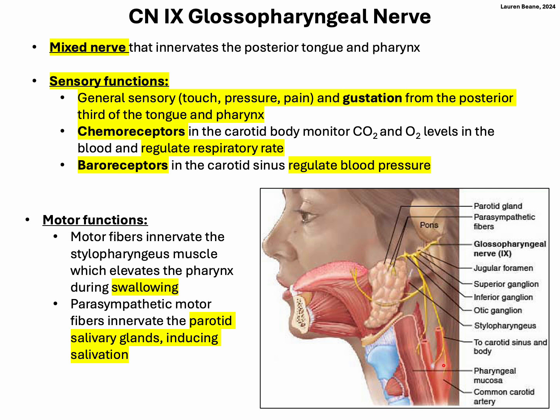Baroreceptors are also found in a similar location within the carotid sinus. These are stretch receptors or pressure receptors, and these will send information to regulate blood pressure.